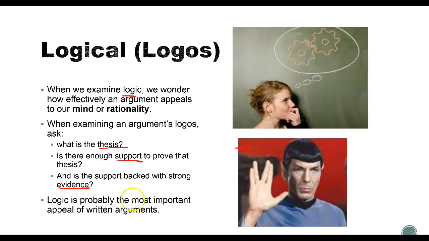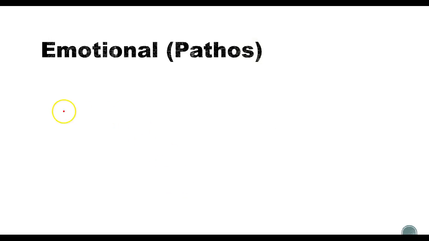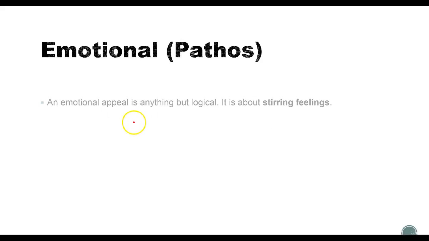So logic is probably the most important appeal of written arguments. That's what people are primarily going to be focusing on, and that's what you should primarily look at: is there a strong thesis? Is there enough reasons? Is there enough support? The second appeal is the emotional appeal, pathos.